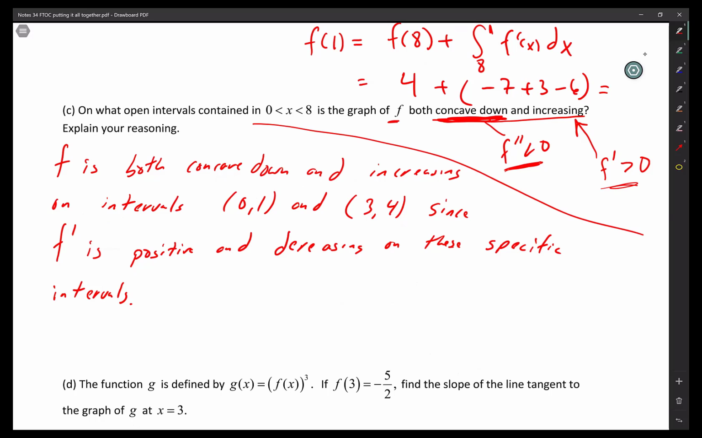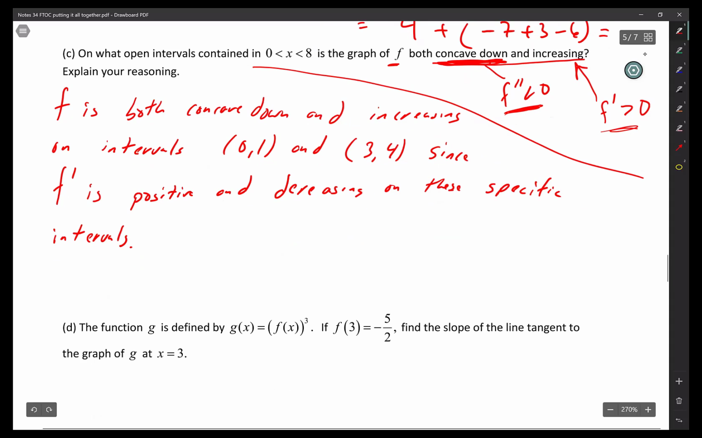She said that I reference F prime positive and decreasing because that's the graph they gave me. So yes, you usually want to reference the graph that they give you. You would still be right if you said F prime is positive and F double prime is negative. Sorry, that's what I meant to say. You would still be right, but this is the best one right here. F prime is positive and decreasing because you're referencing the graph.